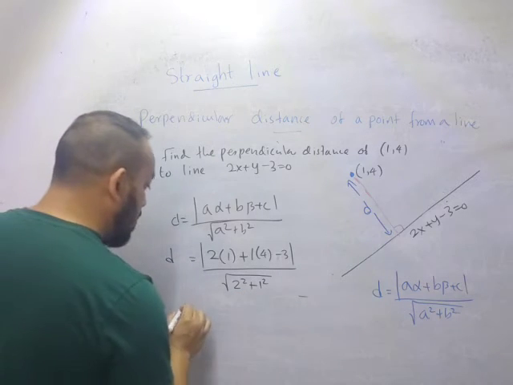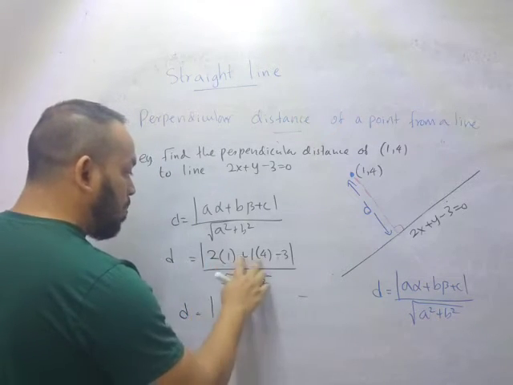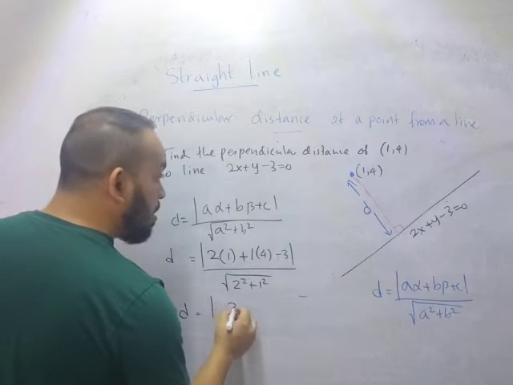Remember well. So d is therefore 2 plus 4 is 6. 6 minus 3 is 3.